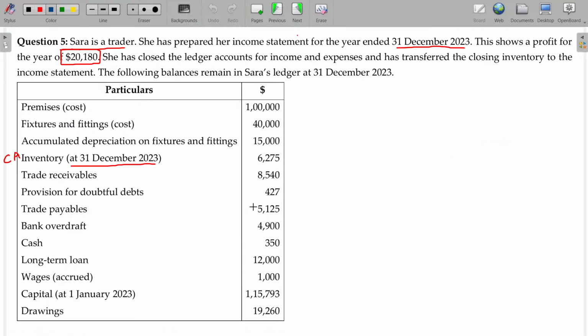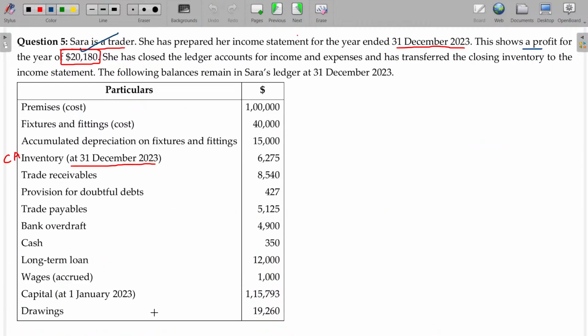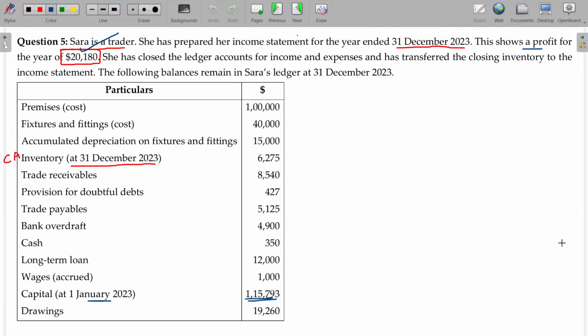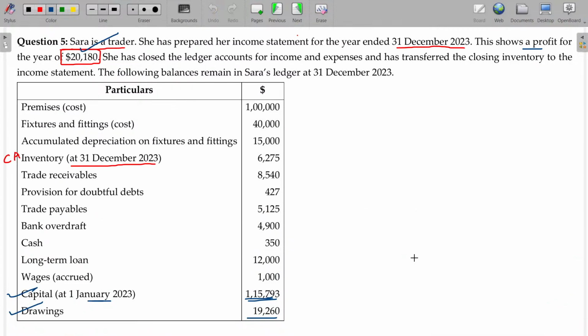Now let's start. This shows a profit for that year, a profit of 2180. And capital in the beginning being 1,15,793. And if there are any drawings, that should be subtracted, 19,260. No more other items are there.